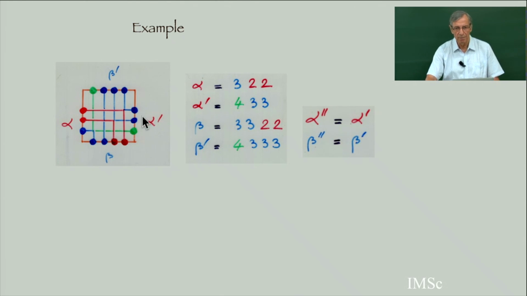Then alpha prime is 4, 3, 3, because you see there is somewhere blue, blue. If you apply the rule of rewriting inside this cell, the RSK product of alpha beta will give you this new 3, 3, 2, 2, 4, 3, 3. There is a change of colors inside this cell. And because there is no point at all in the matrix, 0, I have alpha double prime, beta double prime equals this.